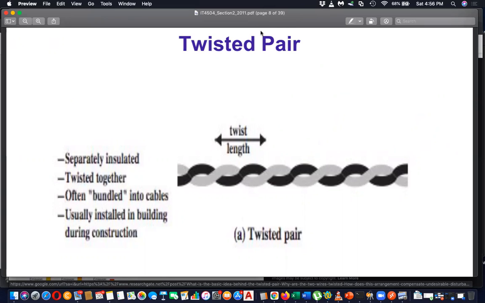So what's the reason? When there's interference, electrons will slow down.